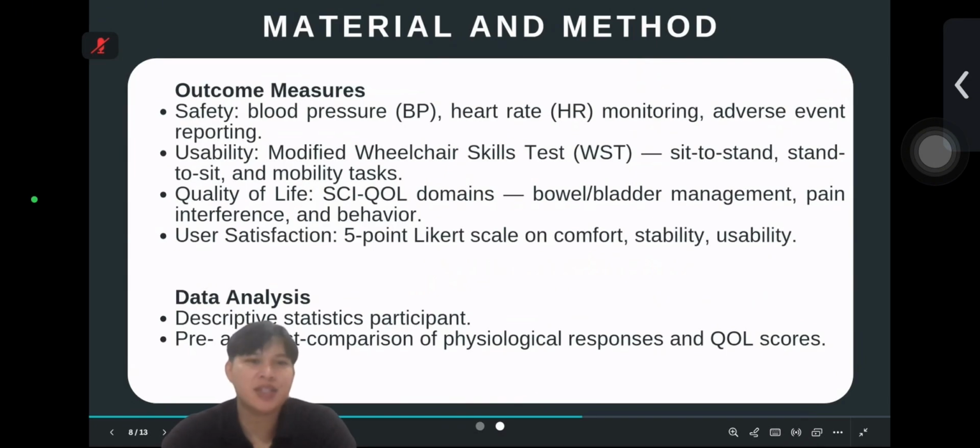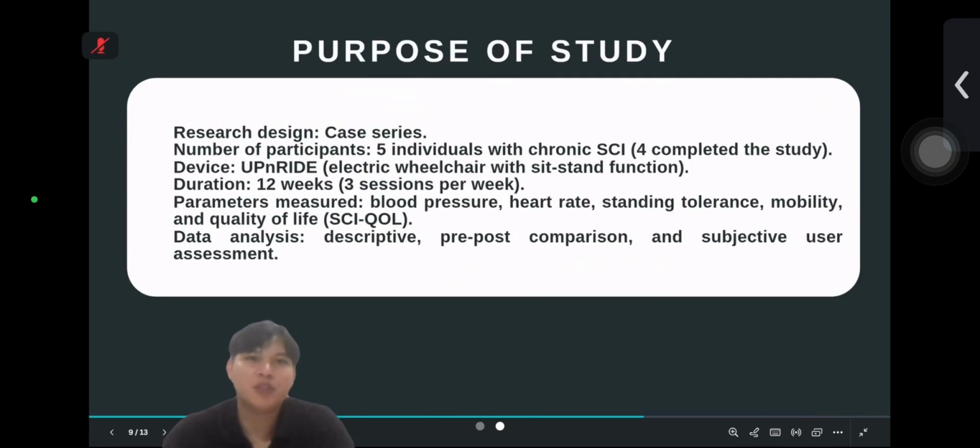For the data analysis, descriptive statistics of participants, pre and post comparison of physiological response and quality of life scores. For the purpose of study, the research design is a case series. For the number of participants, 5 individuals with chronic SCI completed the study, and the device is an upright electric wheelchair with sit-stand function. For the duration, 3 sessions per week. Parameters measured: blood pressure, heart rate, standing tolerance, mobility, and quality of life. And then data analysis: descriptive pre-post comparison and subjective user assessment.